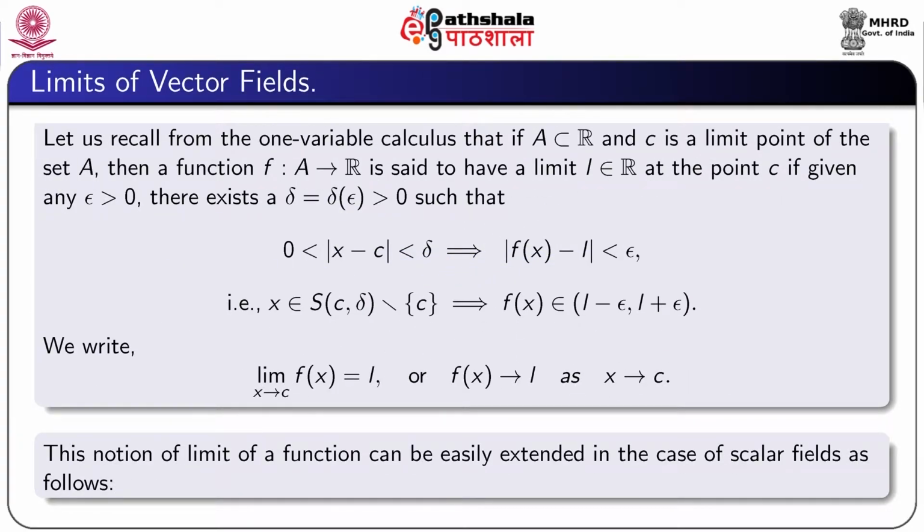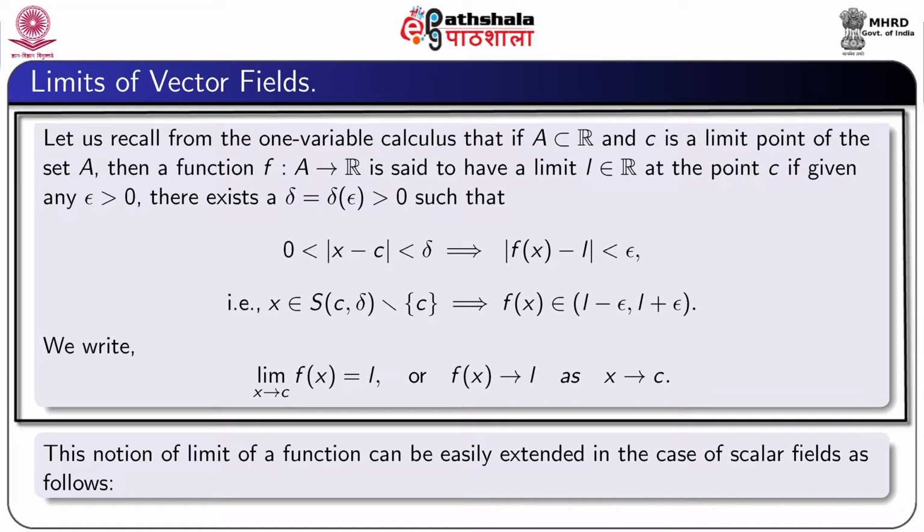Now, we define the notion of limit of vector fields. Let us recall from one variable calculus that if A is a subset of R and c is a limit point of the set A, then a function f from A to R is said to have a limit L, which is a real number, at that point c, if given any arbitrary positive number epsilon, we can find a positive delta depending on epsilon such that whenever mod x minus c is positive but less than delta, we must have the difference between f(x) and L less than epsilon.